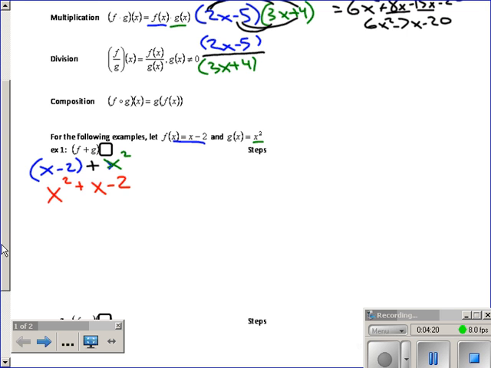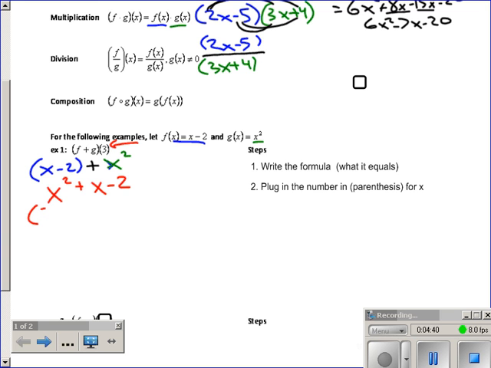And now you might have an example that says, okay, well, evaluate for 3. All we have to do when that happens is write the formula, which is what we have written in red. Now we're going to plug in the number in parentheses for x. So if the number in parentheses was 3, then that means I'm plugging 3 in wherever I see x, and I just evaluate it.